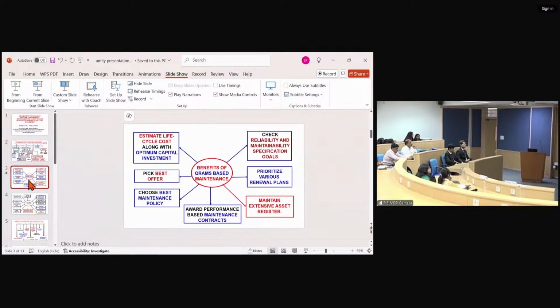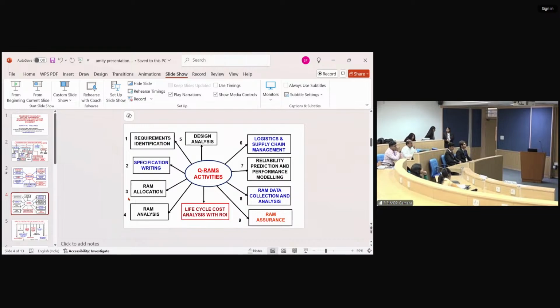Now, what are the benefits? The first benefit is estimation of life cycle cost. We should not just think of procurement cost. We should think about life cycle cost, which will be explained later on. We should take the best offer from various suppliers against tender. And after installation, we must have the best maintenance policy. We should check reliability and maintainability specification goals after installation, whether the supplier has given some equipment, but after 3 years or 5 years, whether it is still working as per my specification. And prioritize various renewal plans and maintain an extensive asset register. And finally, avoid performance-based maintenance control contracts.